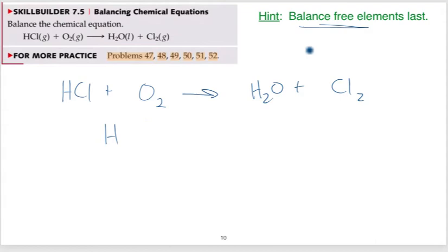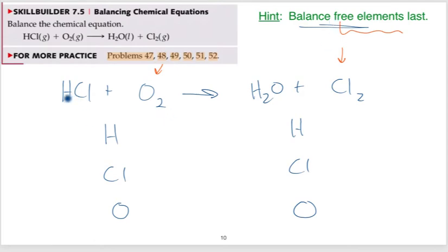Let's take account of this idea of this free element. Well, in this case, actually 2 of them, oxygen and chlorine. They're both in their elemental state, so I'm going to balance oxygen and chlorine last here. Again, this is a hint. Sometimes it's great. Sometimes it feels like, why am I doing it this way? More often than not, by using this hint, it simplifies the balancing act just a little bit.